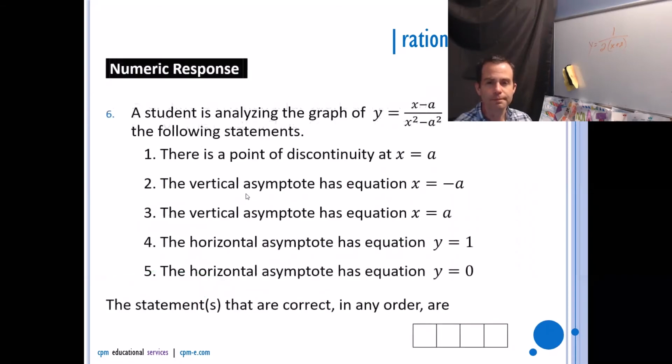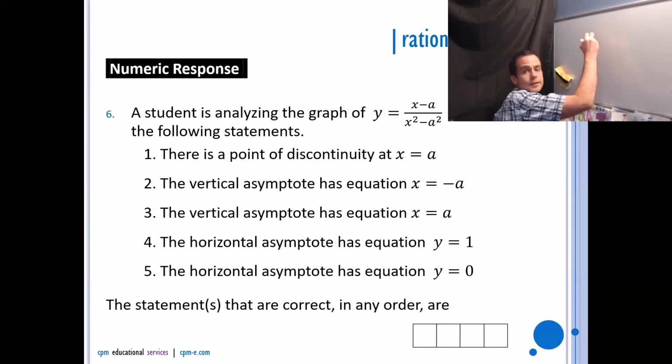All right, good job. A student is analyzing the graph of y equals x minus a over x squared minus a squared and creates the following statements. Now, before I go and read those statements, the very next thing I want to do is I want to know what do I have to do with each of those statements. So I'm going to scoot right down to the bottom and get my direction first. It says the statements that are correct. Okay. So probably the first thing I want to do there is factor it. So y equals x minus a over x plus a, x minus a.